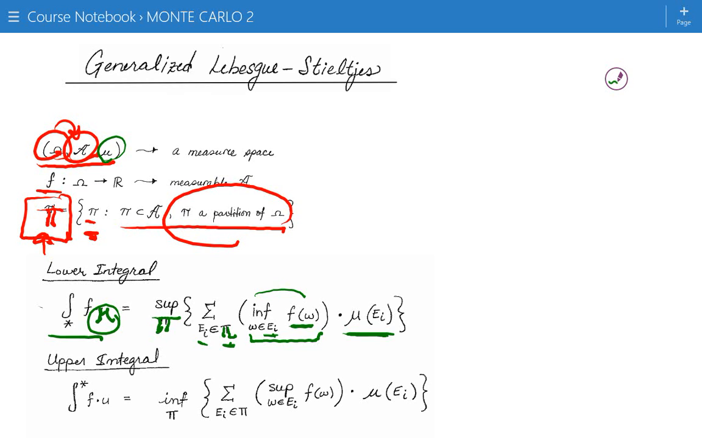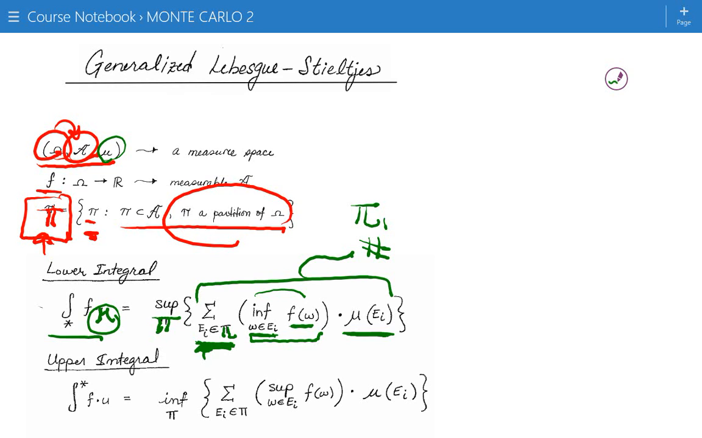You then go back and you get another element of little pi. You find the function value that's the smallest across the elements in that set of the partition. Multiply it by the measure of that set. And you proceed across all the elements in that particular partition. And so let's say we have partition 1. And when I do this, it gives me a particular number.